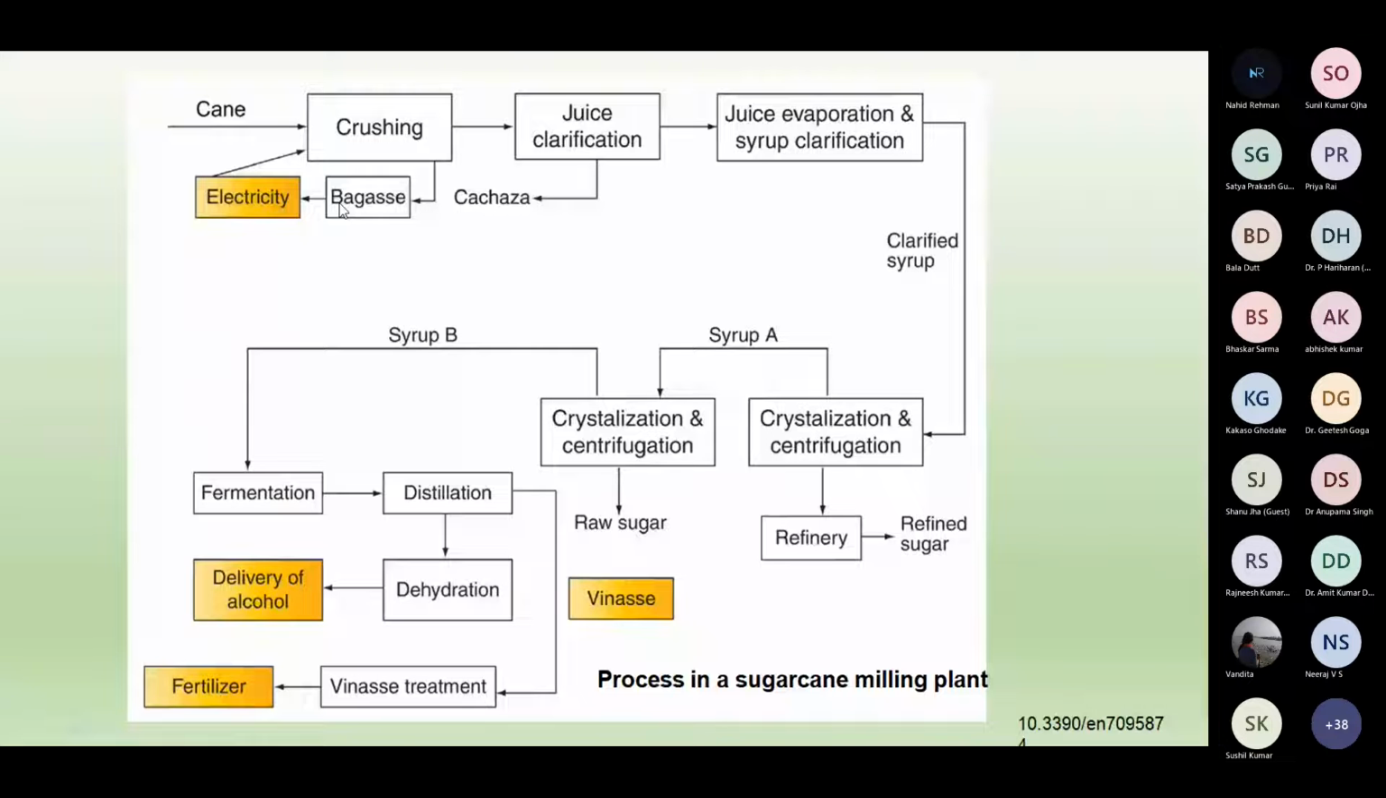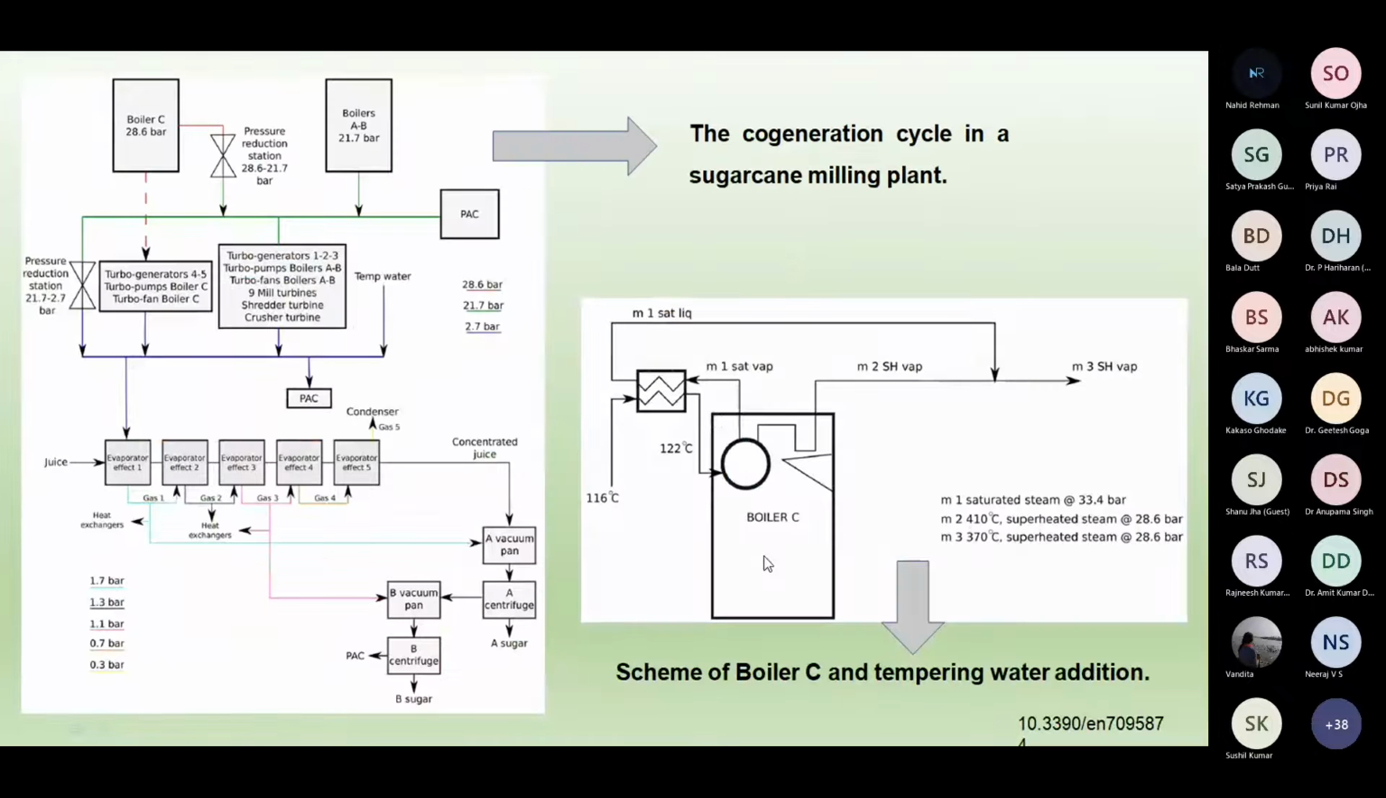after getting the juice. This juice they sold, and then sugar they prepared, and the rest they used for extracting the alcohol, vinasse, and the end product directly for the fertilizer. So this is a biorefinery concept of the sugarcane milling plant where the cogeneration cycle is completed in this manner.